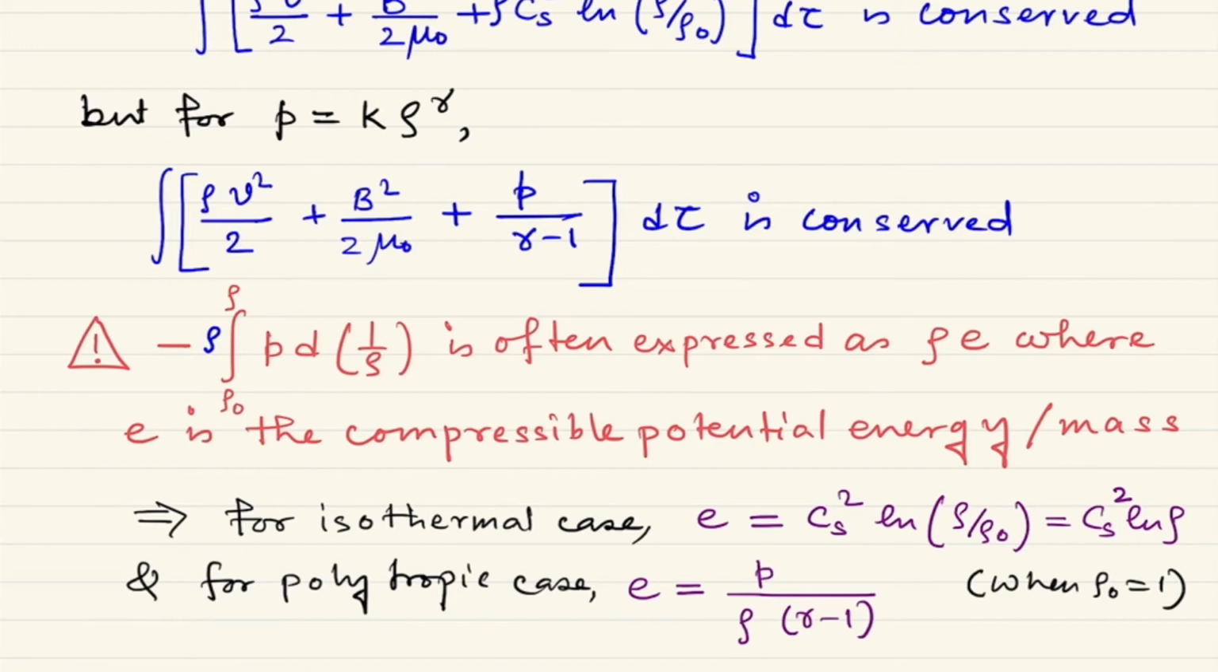So once again, for the isothermal case, E is equal to Ca square logarithm of rho by rho 0, and in case you choose, just for simplicity, your rho 0 or the reference density to be 1, then log rho 0 is 0, and then it is simply Ca square log of rho. That's exactly what we do when we talk about an isothermal fluid. And for the polytropic case, E is equal to P by rho times gamma minus 1.